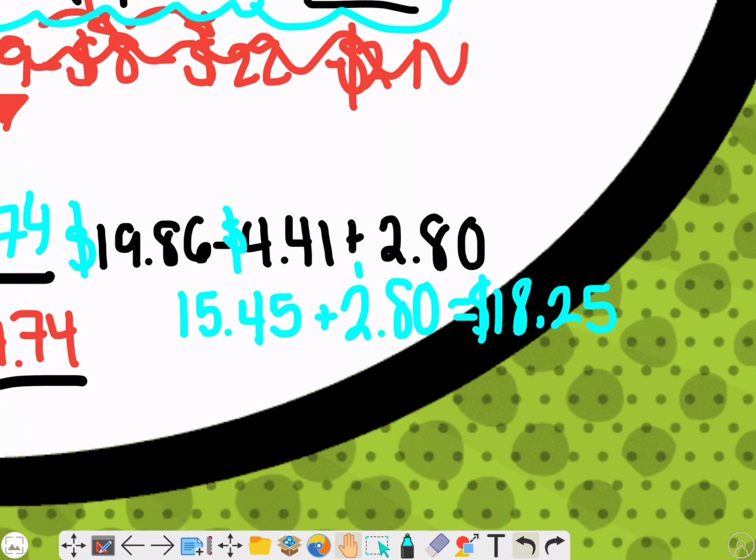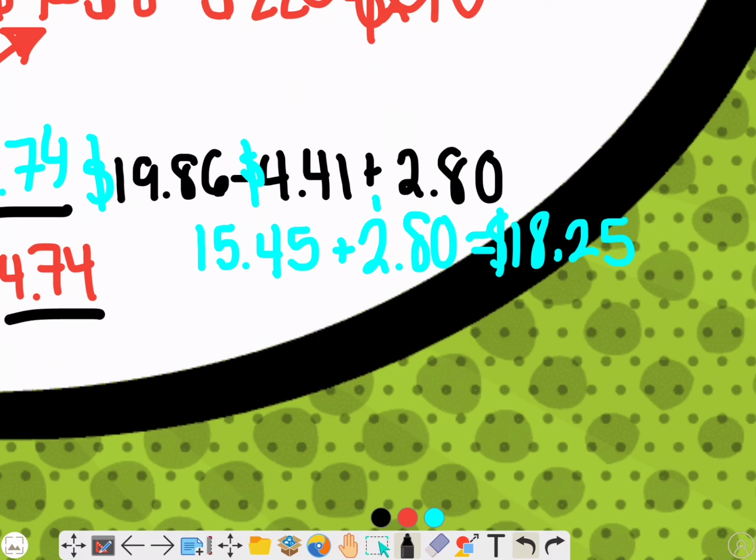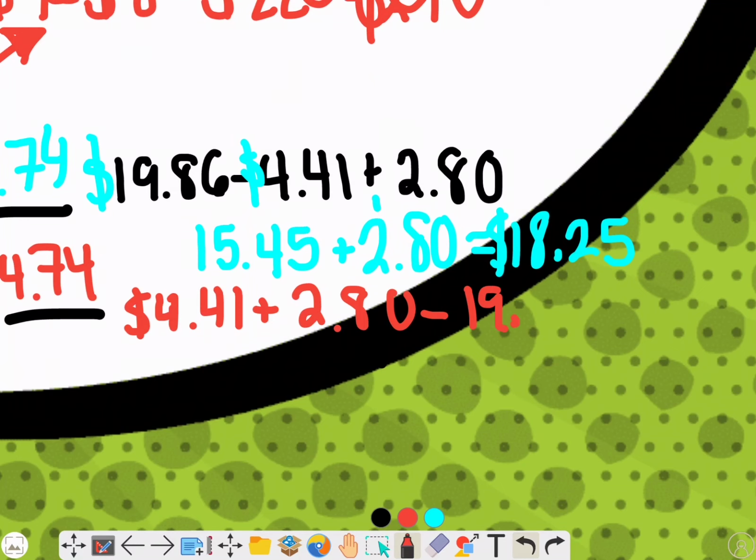If I was to switch the order, I'll do it in red. If I was to change the order and say, okay, I started with 4.41, and then I added $2.80, and then I subtracted 19.86, well, I couldn't even do that. I ended up owing somebody money.